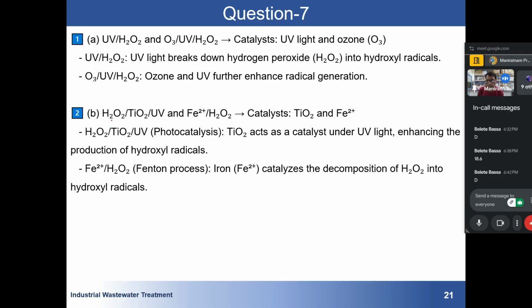Then the second option is H2O2 with titanium oxide. The catalysts are titanium oxide and iron. Again, titanium acts as a catalyst under UV, enhancing the production of radicals. And here iron catalyzes the decomposition of H2O2 into hydroxyl radicals. So you should know the function of each compound or chemical being used to produce OH radicals.